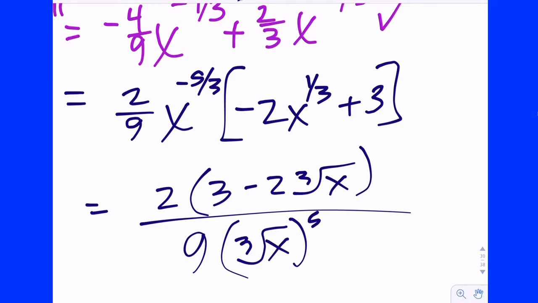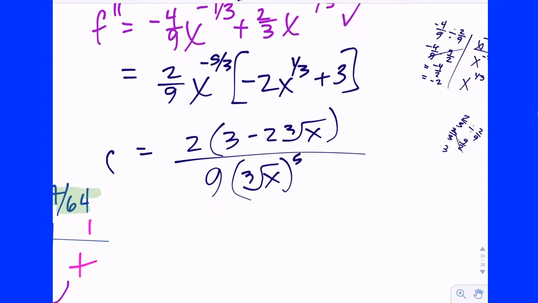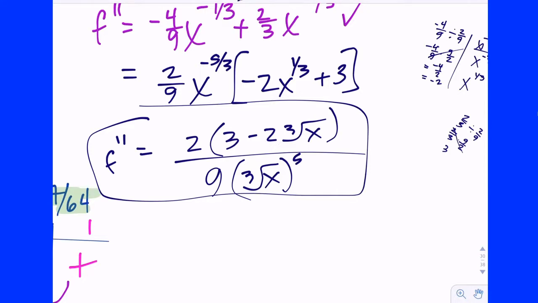And I don't have any complex fractions. All right, so there's my simplified, cleaned up version of the second derivative. Now we're going to do the same thing. Where's the second derivative equal to 0? Where's the second derivative equal to DNE?